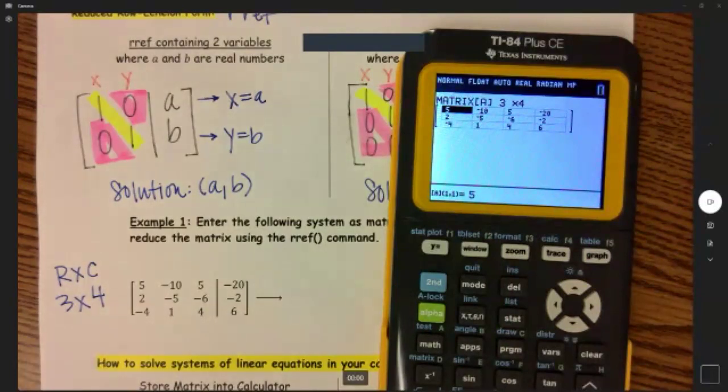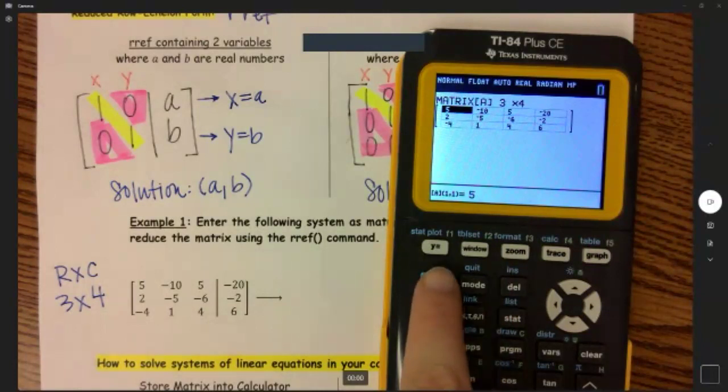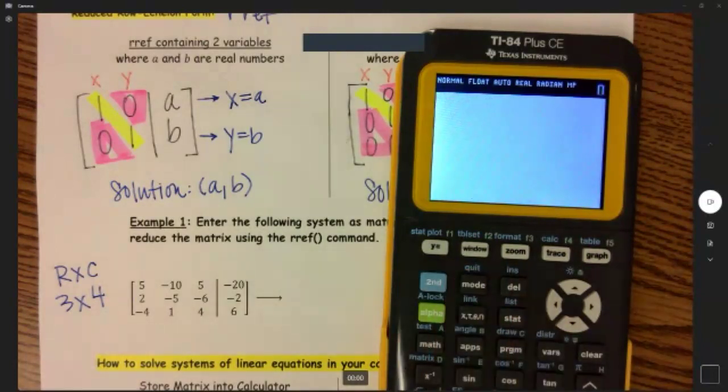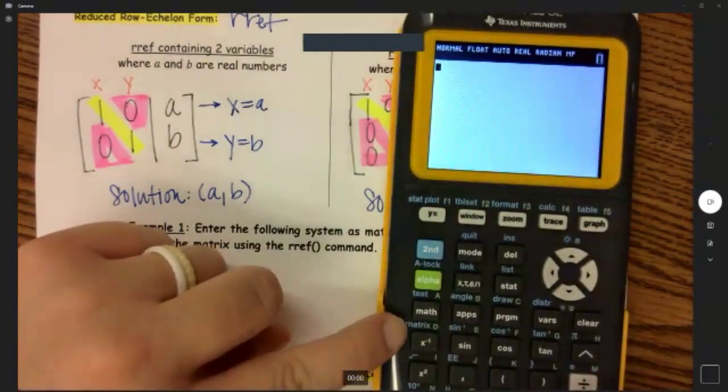So once we have entered and once we have checked, we're going to quit. We're going to get out of that. So quit is right here above mode in blue. So we're going to hit second mode. Okay, it's going to seem very redundant, but I promise it's not. We need to go into matrix again.